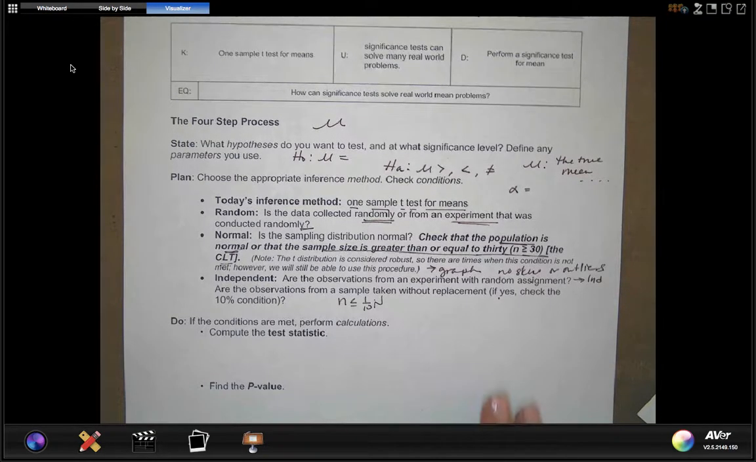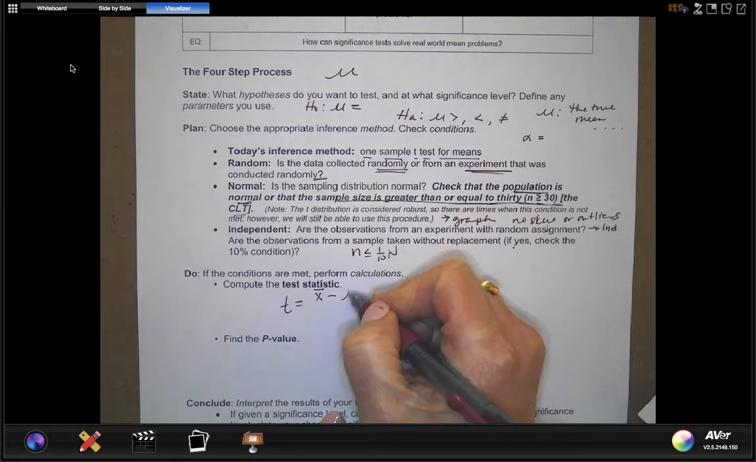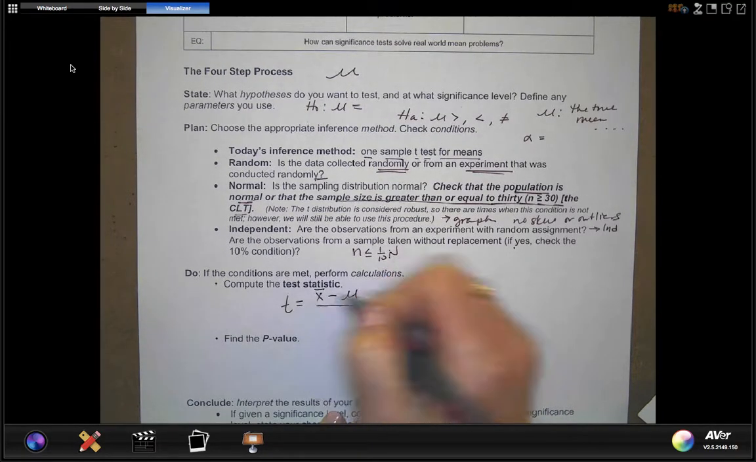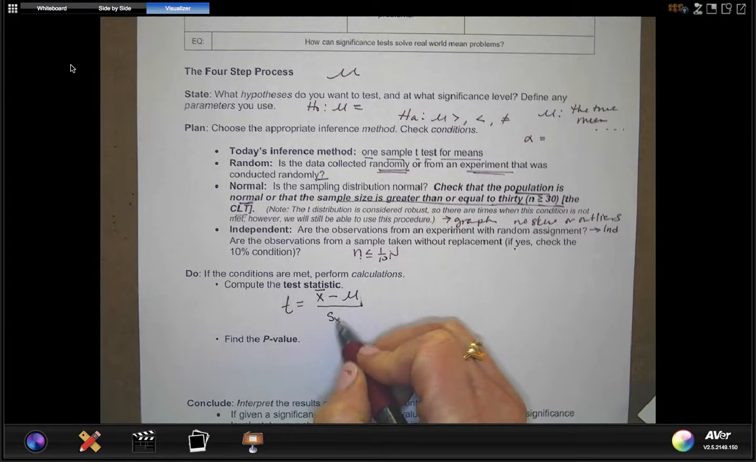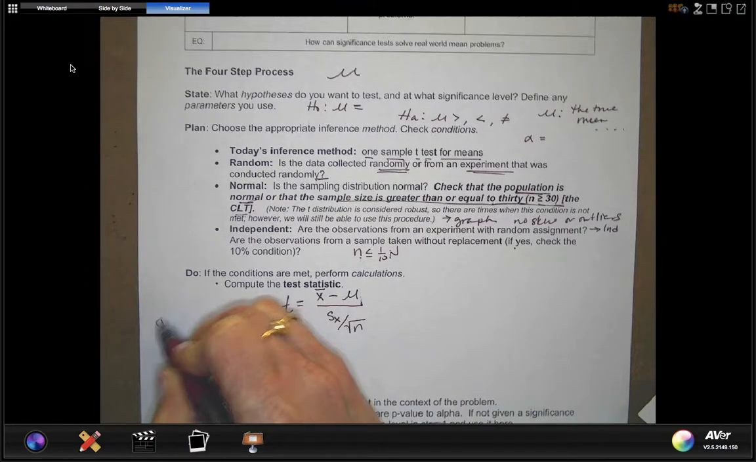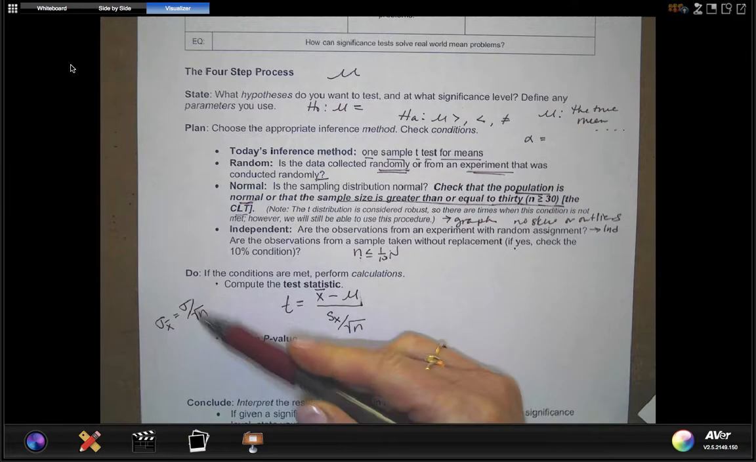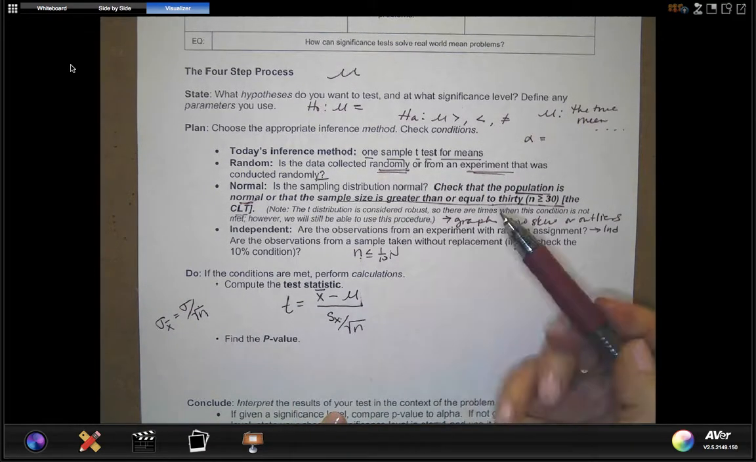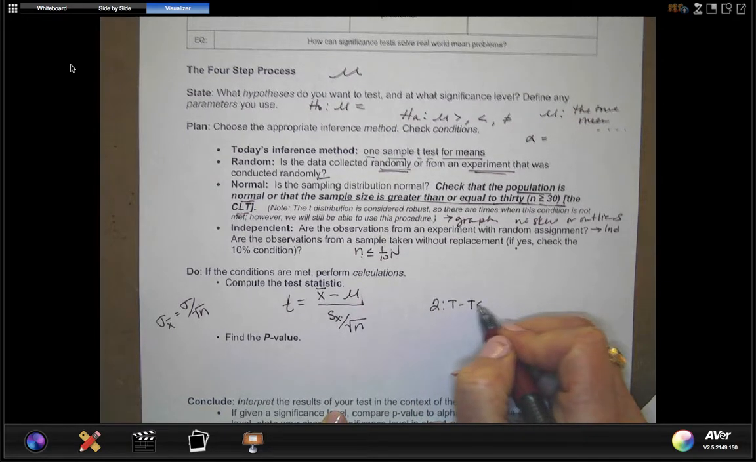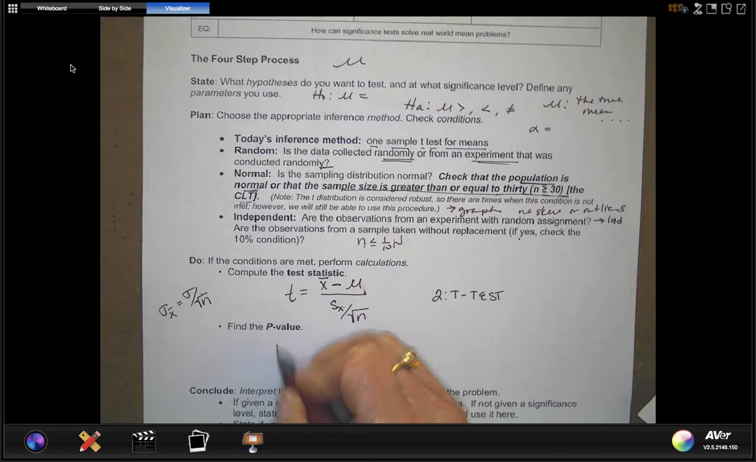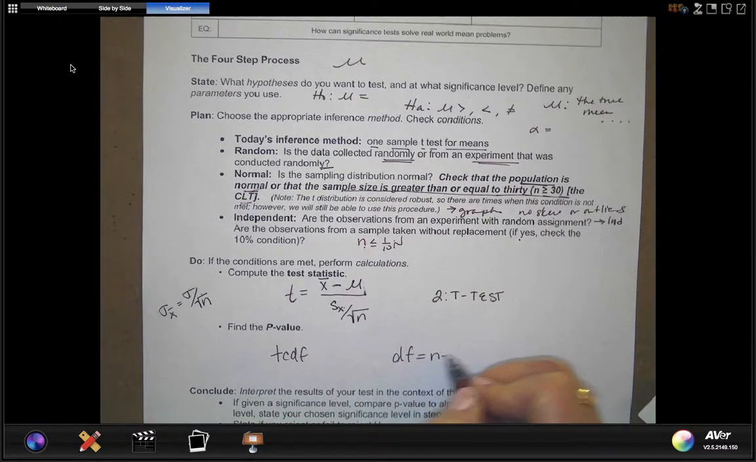All right, your test statistic. So it's the value, in this case the sample mean, minus the parameter, which in this case is mu, divided by the standard deviation of the statistic. Back in chapter 7, we said the standard deviation of x bar was sigma over the square root of n. But we don't know what sigma is, so we're using the standard error when we plug in Sx. On your calculator, this is option number 2, t-test. To find the p-value, it's tcdf, and the degrees of freedom are n minus 1.